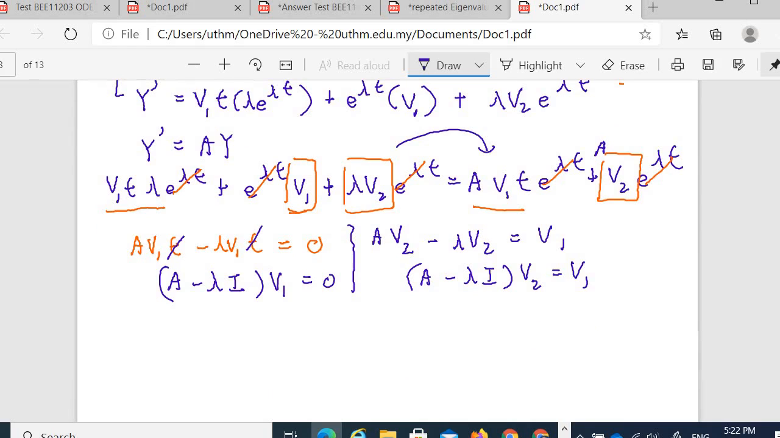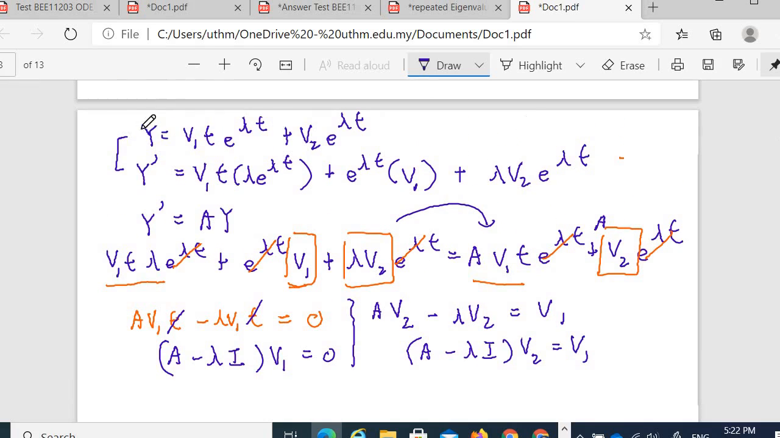So now, if we assume the second solution is actually y equal to v1 t e^(lambda t) plus v2 e^(lambda t), we arrive at two different equations. One is A minus lambda I v1 equal to 0, which we can use to solve for v1. And to get v2, we have A minus lambda I v2 equal to v1. So this is all the derivation and the theory.